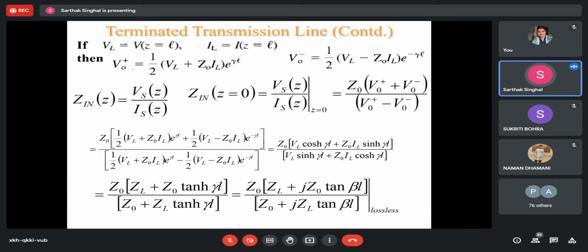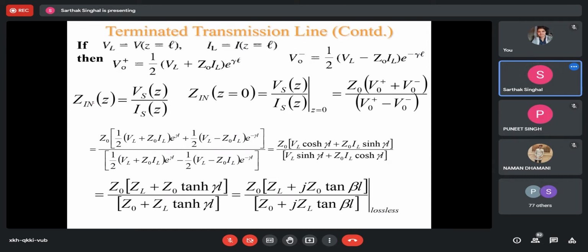After calculating those two values, you can calculate the value of these two amplitudes, which are V0 plus and V0 minus. Now what is this V0 plus? This is the amplitude of the signal which is transmitting from the generator towards the load, or in the positive Z direction, whereas V0 minus was the amplitude of the wave which is propagating from the generator, or the Z equal to 0 plane, towards the negative Z direction, or the backward direction, right?